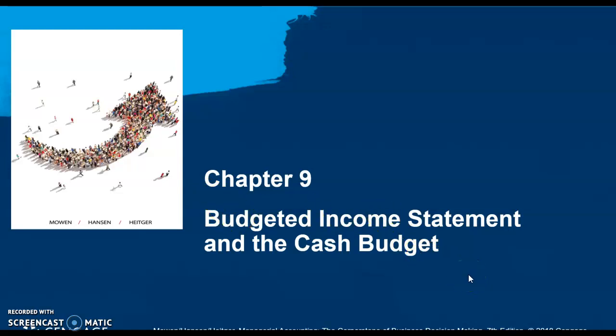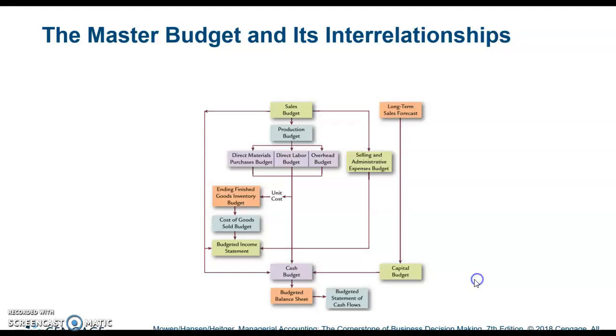Here we take a look at the cash budget and the budgeted income statement. Again, as we have seen this flow chart before, we have gone over all of these budgets up here and these budgets there and the selling and administrative expense budget. So now we're going to take a look at the budgeted income statement and the cash budget. The capital budget, again, we'll talk more about that in Chapter 12.